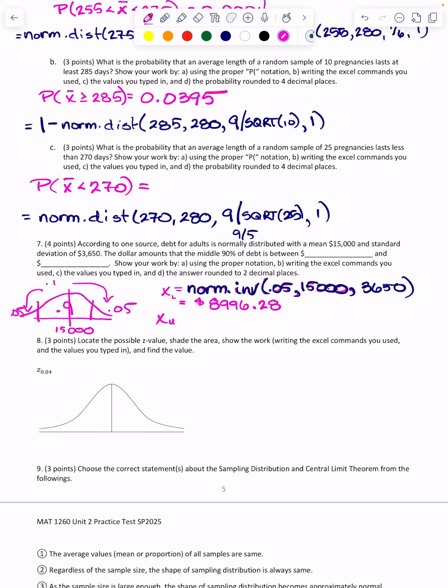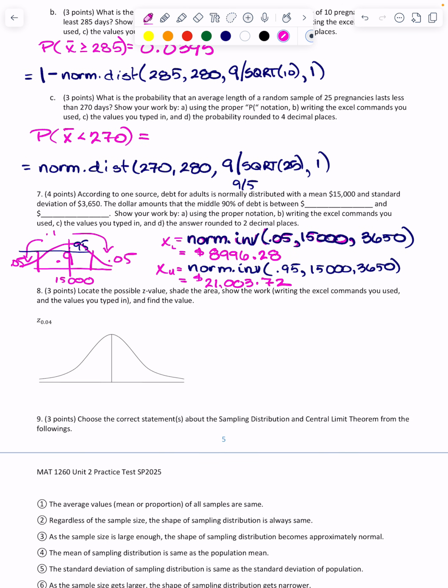My upper bound, and again, because we are accumulating from the left, if I'm cutting off the top 5%, that means I am looking for the value that has 95% of the area to the left. So 0.95, 15,000, 3650, and I get an upper bound of $21,003.72.